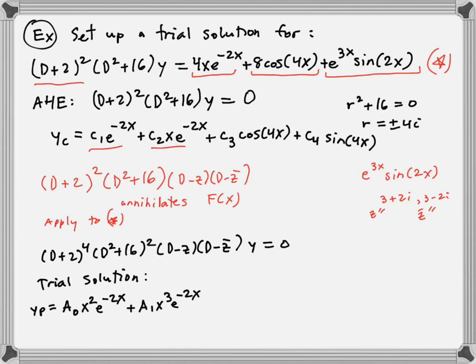Now I'm going to go to d squared plus 16 squared. So that's going to give me the sine and cosine terms, except I've already got the first two taken care of from this, right? So I'm only going to need the ones with x in it. So it's going to look like this, plus a2x cosine of 4x plus a3x sine of 4x.